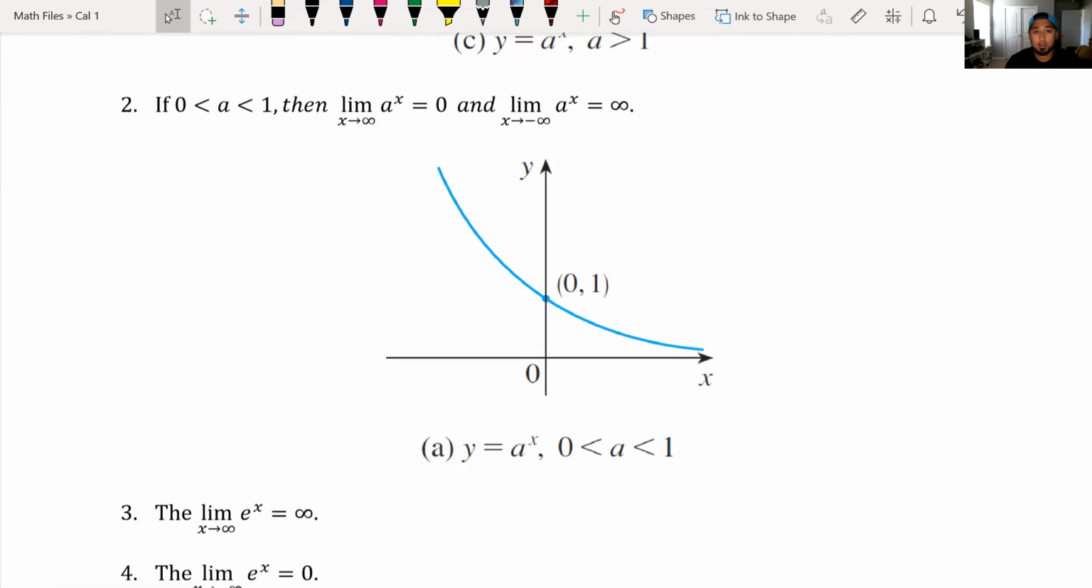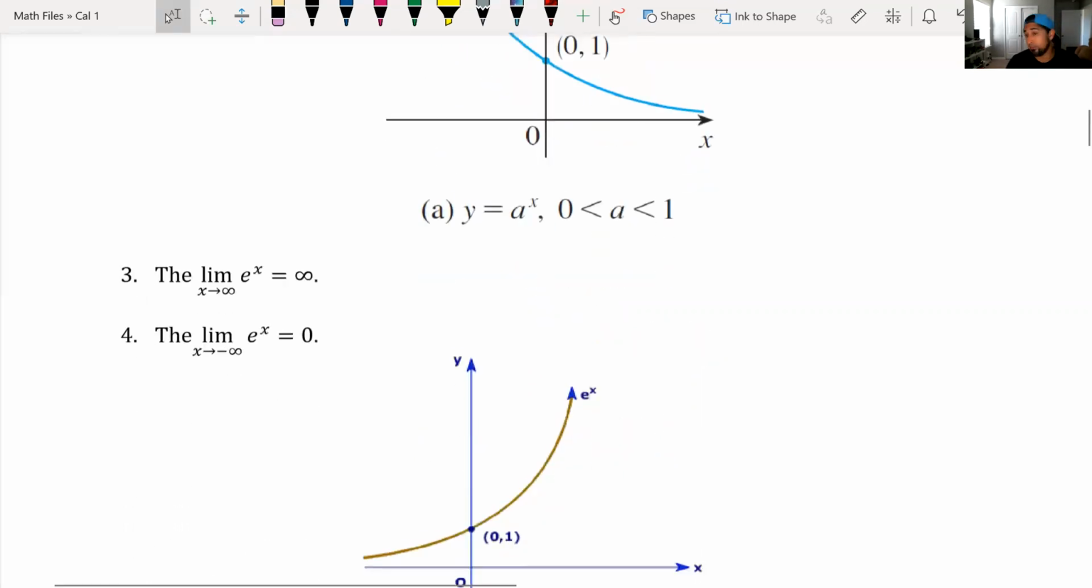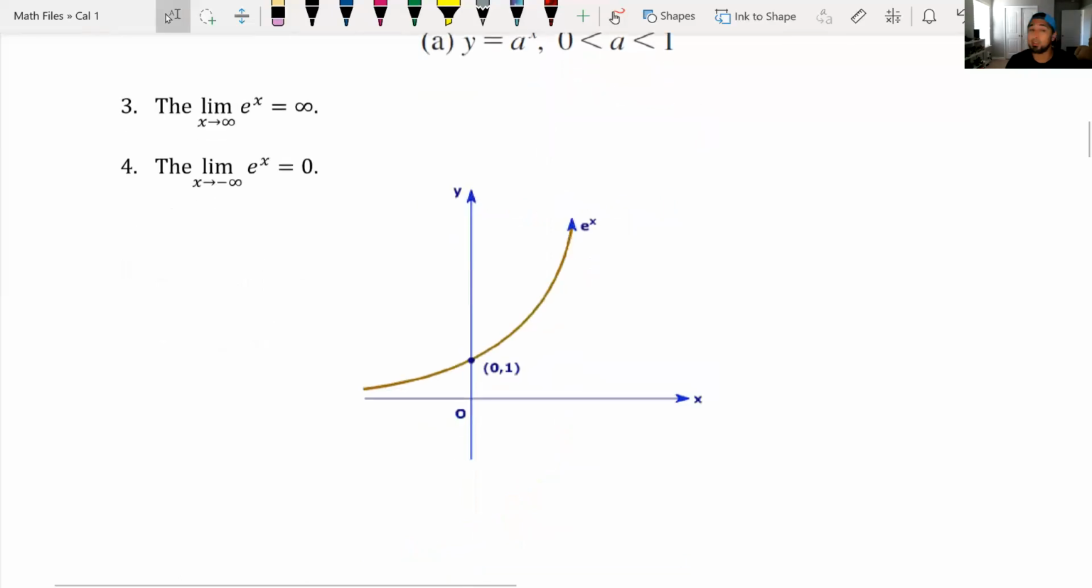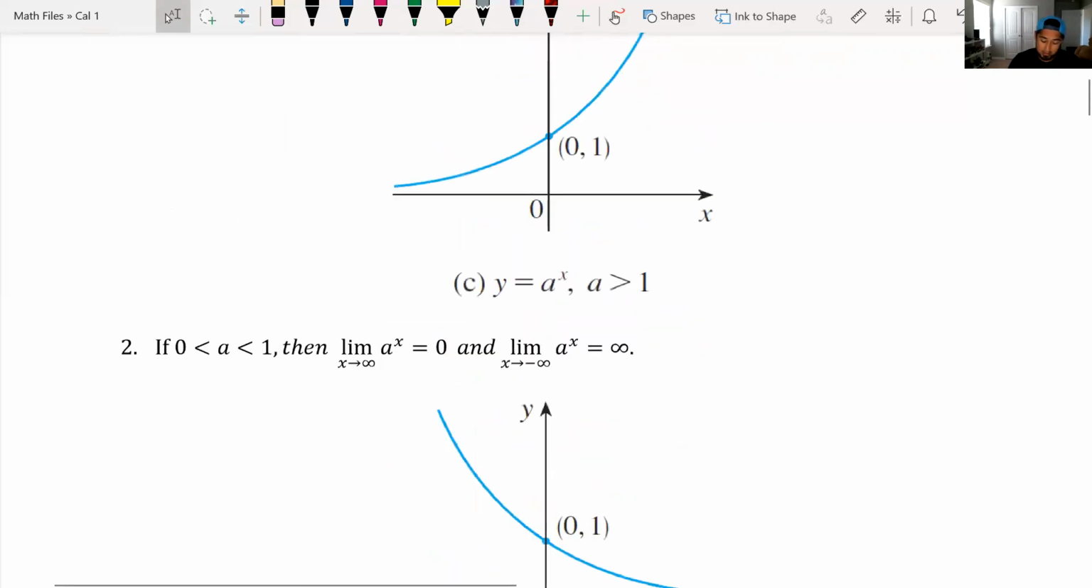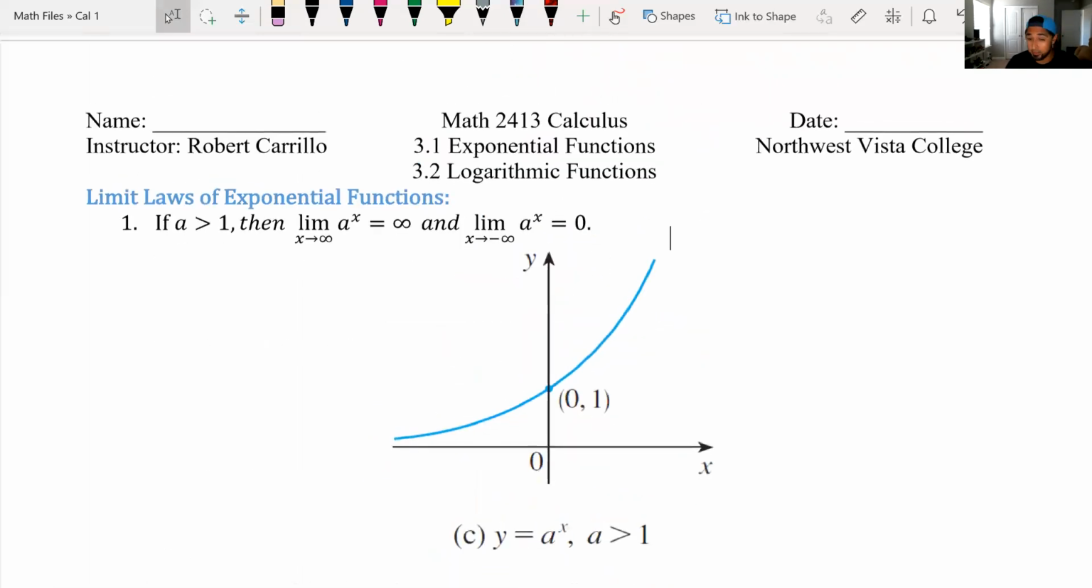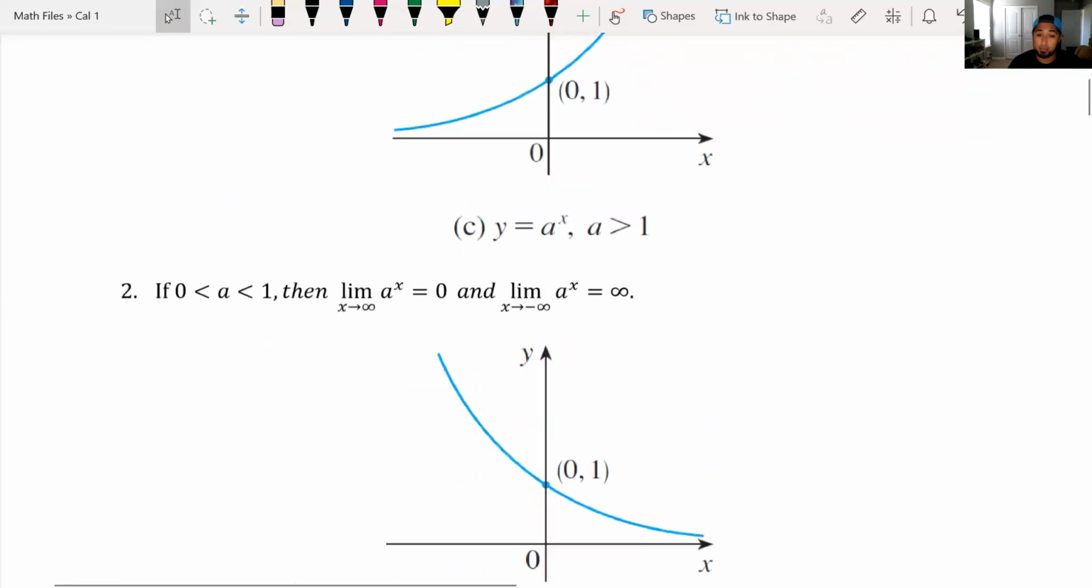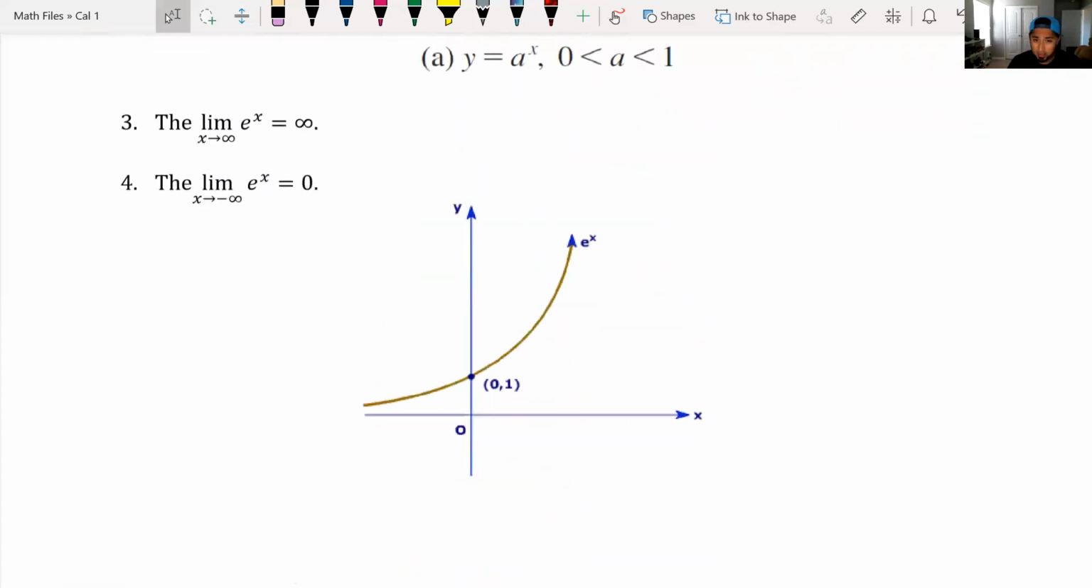Okay. 3, we have the exponential function e, and it shares the same properties as a to the x with the base bigger than 1. So this shares the exact same properties. The limit as x approaches infinity of e to the x will be infinity, and the limit as x approaches negative infinity for e to the x will be 0. So we can use these properties to help us evaluate exponential limits. So let's get started.